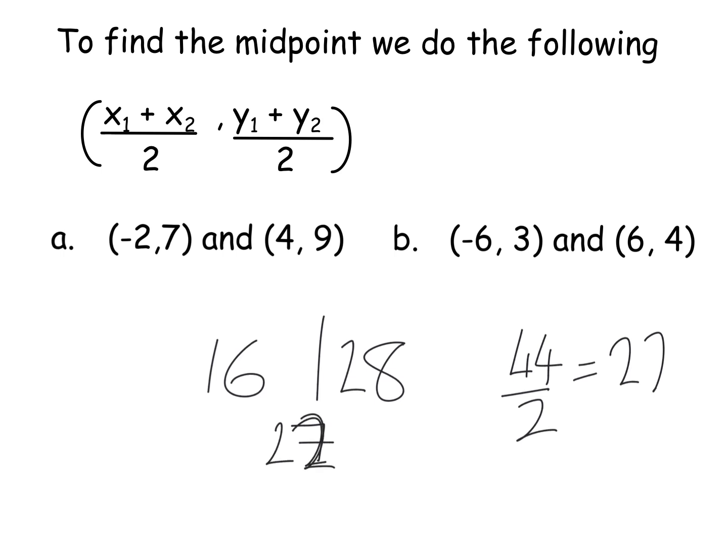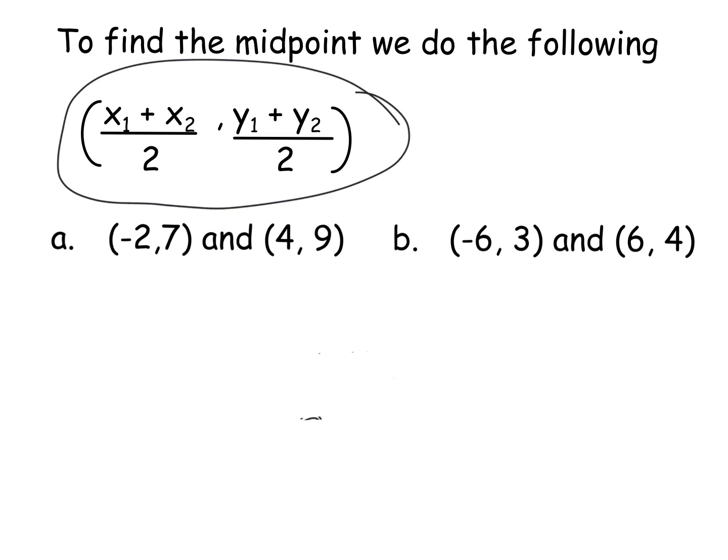This is how this formula works here. Here is your midpoint formula. So to find the middle, you add your two x coordinates together and half it. You add your two y coordinates together and half it. You're finding the median or the average of the two x coordinates. So let's just do a couple of examples.